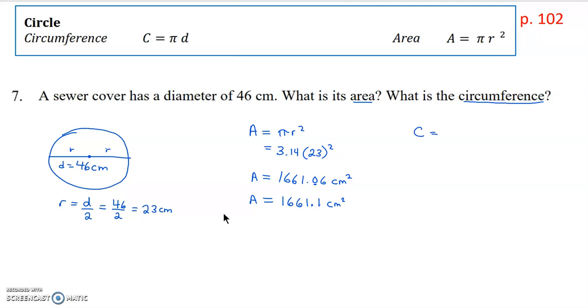For the circumference, we're going to do pi times the diameter, which is 3.14, times the diameter of 46 centimeters. And so I'm going to take that on my calculator, 3.14 times 46. And that's going to give 144.44 centimeters. Remember, outside measurement is just the length around, so not squared units. And if I want to round that to the tenths place, then that's going to be 144.4 centimeters.